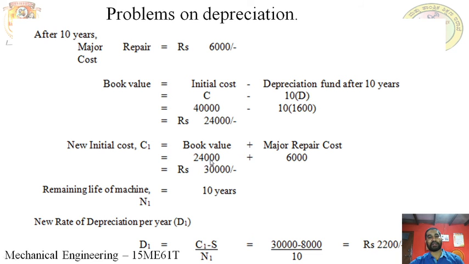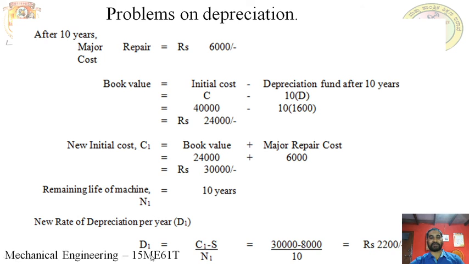Now after 10 years, the 6,000 expenses has come, that is repair expenses. Now if you add this 6,000 to this 24,000, the new initial cost will become 30,000. We come to know the point. Okay, after 10 years these expenses has come, so you have to add it after 10 years only. So 24,000 plus 6,000, that will become 30,000. So the remaining life of the machine is now only 10 years. You should not add 20 years because only 10 years is over now. 10 years only is left.